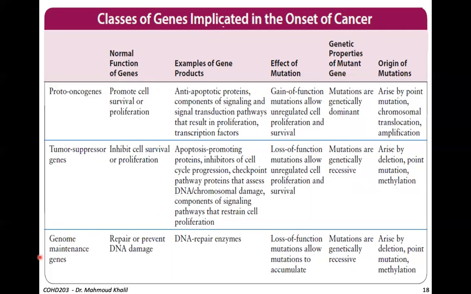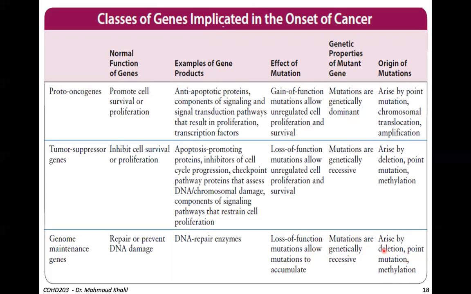While there are genome maintenance genes, and this of course is involved with our topic of the lecture, which is the repair. The main function is to repair or prevent DNA damage. The genes involved in these cases are only the DNA repair enzymes. And of course, the effect of mutation is a loss of function, because they don't do the job, they don't repair DNA. These mutations are genetically recessive, so they only appear once there is a homozygous recessive. And they arise by deletion, point mutation, and methylation.